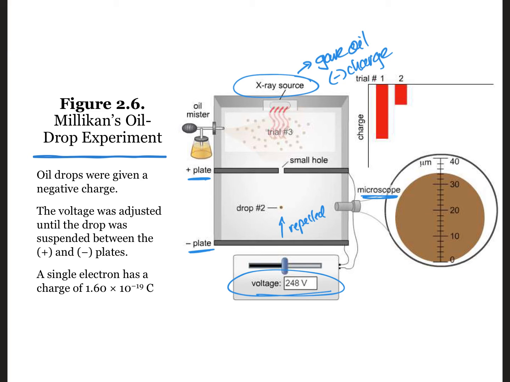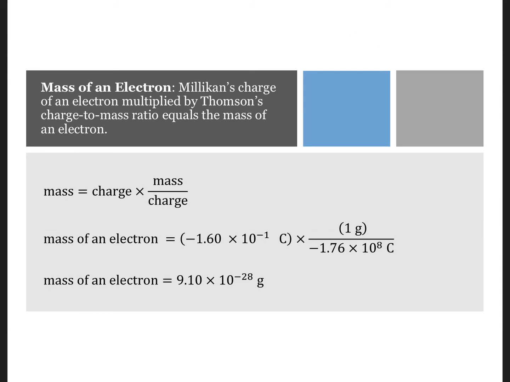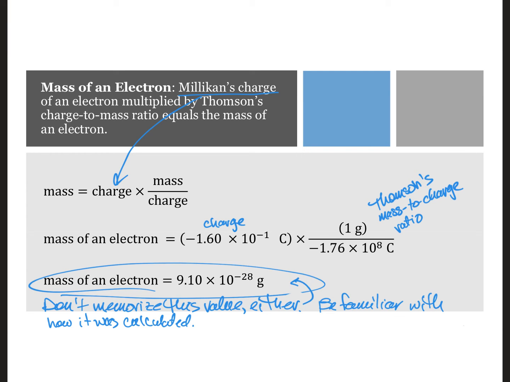After many measurements, he found that the total charge of the drops was a multiple of 1.6 times 10 to the negative 19th coulombs, which we now know is the charge of a single electron. Millikan used his charge of an electron and Thomson's charge to mass ratio to determine the mass of an electron.